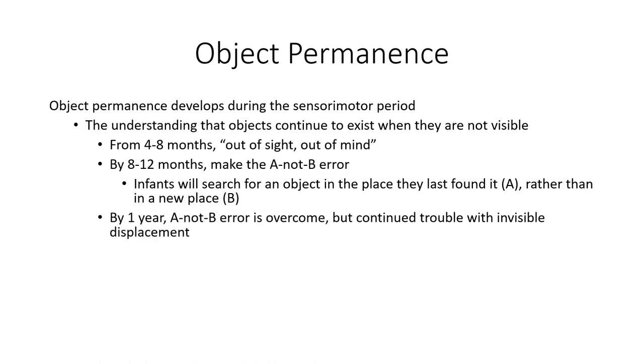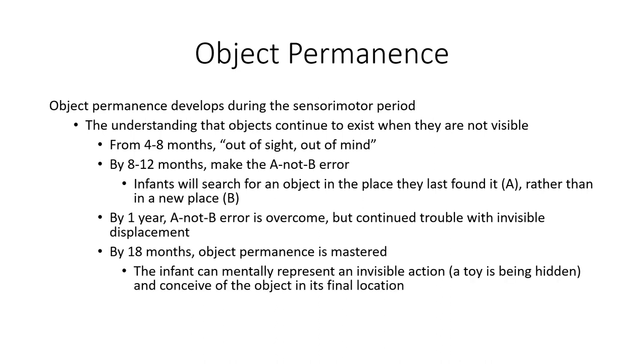By 1 year old, the A not B error is overcome, but they continue to have trouble with invisible displacement, things that aren't seen. But then by 18 months, object permanence is completely mastered. The infant can mentally represent an invisible action, a toy being hidden, and conceive of the object at its final location.